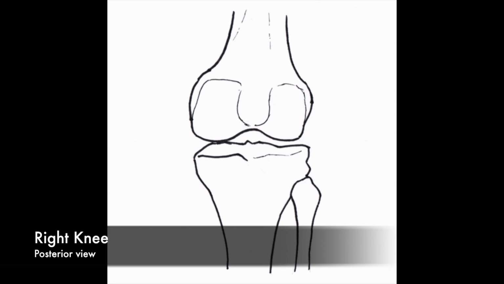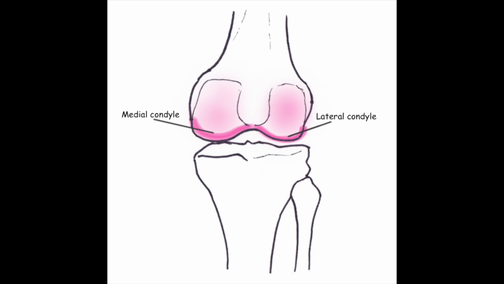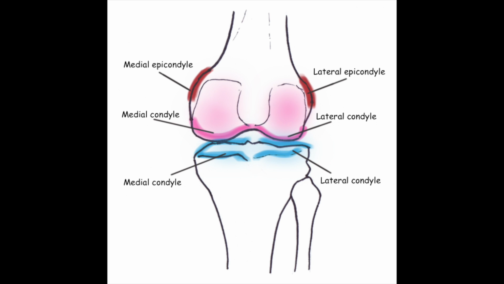The knee joint is formed by the medial and lateral condyles of the distal end of the femur, articulating with the medial and lateral condyles of the tibia. There are also smaller bony landmarks of the femur just above the condyles called medial and lateral epicondyles. These are important for muscle and ligament attachment.